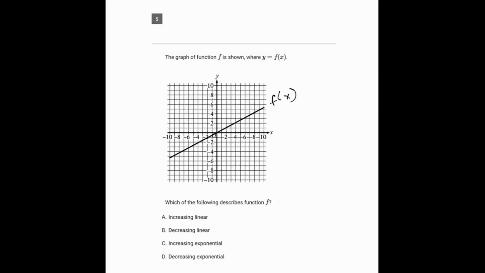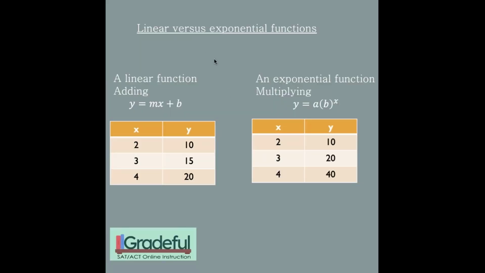Now going over to question 5, here we're being asked whether this is linear or not, and whether it's increasing or decreasing. So let's talk for a second about linear versus exponential functions. Linear functions are functions where you're adding. If you're adding the same thing each time, you'll get a line. In an exponential function, on the other hand, as x is going up by 1, instead of adding, we're multiplying y by something.